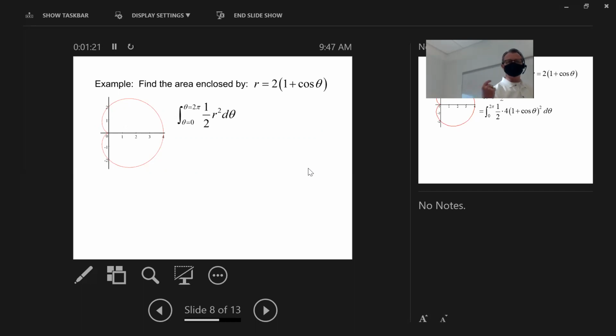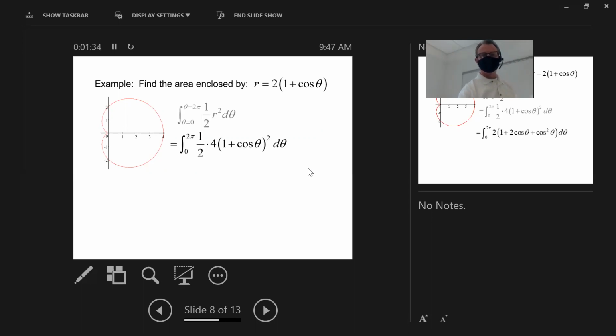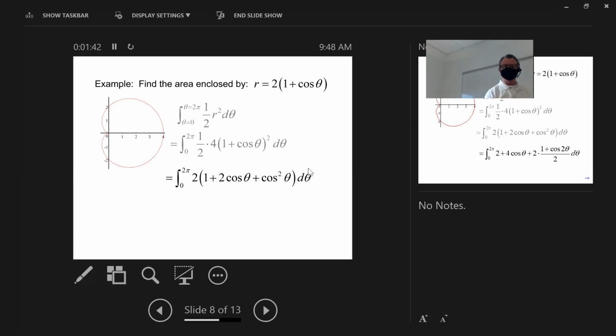So we're going from 0 to 2 pi. 1/2 r squared d theta. So you square the 2, right? You can distribute an exponent over multiplication. And you need a lattice to expand what's in the parentheses. Is that logical?